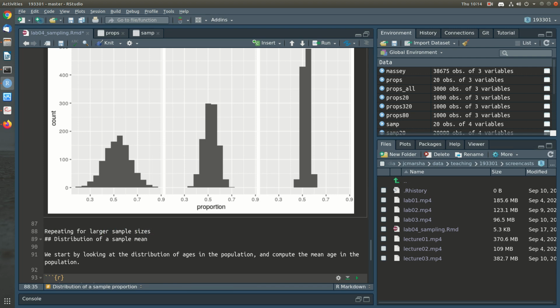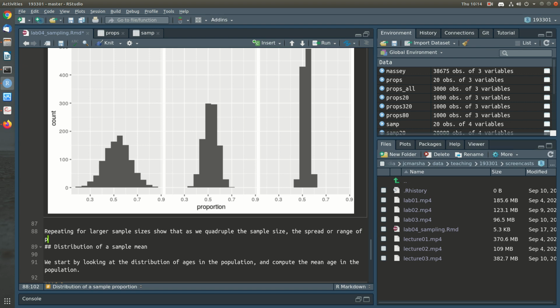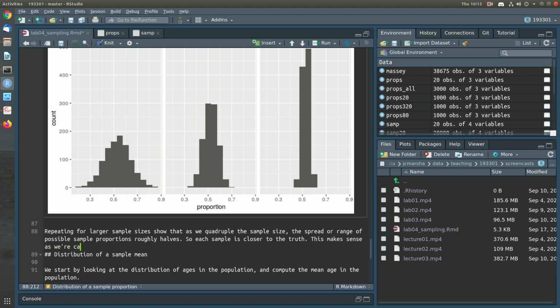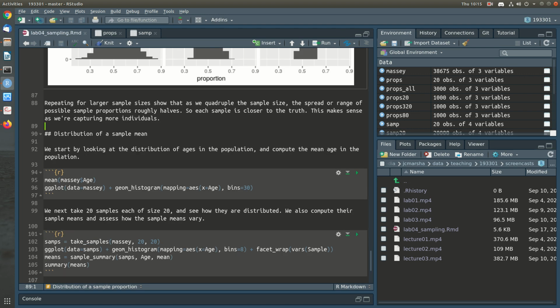So larger sample sizes show that as we quadruple the sample size, the spread or range of possible proportions roughly halves. So each sample is closer to the truth. This makes sense as we're capturing more individuals. And we'll notice that the same thing happens when we look at the sample mean.